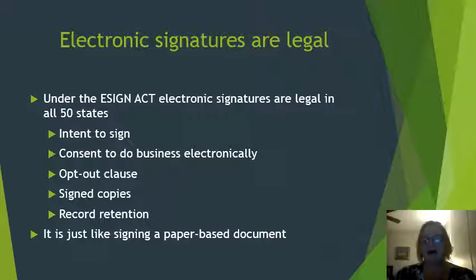The next one would be signed copies. At any time, both parties can request and receive signed copies. And then the record retention. This one varies slightly by state, but you have to maintain the records for so long, usually 3, 6, or 10 years, depending on your state or the type of business transaction that you have. And we have to remember at all times, electronic signing is signing a paper-based document.